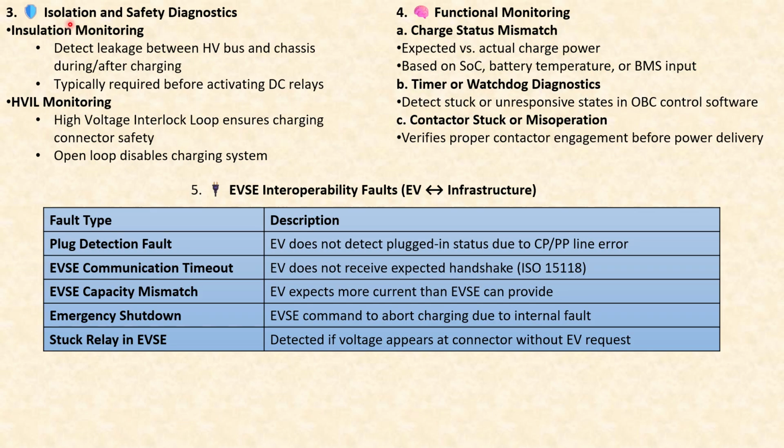Next is taking care of the isolation and safety diagnostics. When it comes to insulation, detect the leakage between the high voltage bus and chassis during and after charging. This is how you monitor the leakage between the HV bus and chassis. This is typically required before activating DC relays. Now, when it comes to HVIL monitoring, the high voltage interlock loop ensures charging connector safety, and an open loop disables the charging system.